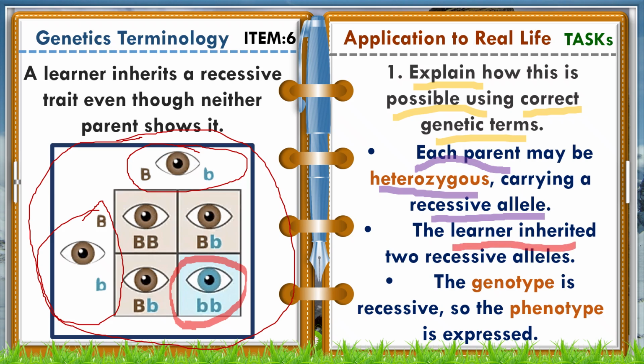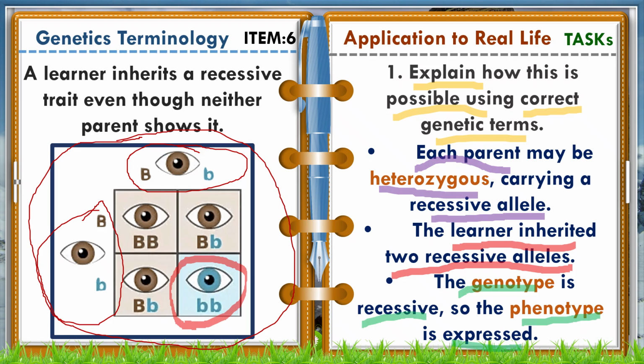The learner inherited 2 recessive alleles. So the learner inherited these 2 recessive alleles, one from each parent. And that's how it is possible for the learner to show a recessive trait, yet the parents are showing dominant trait. The genotype is recessive, so the phenotype is expressed.